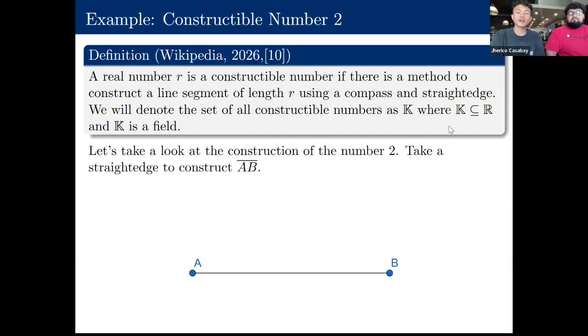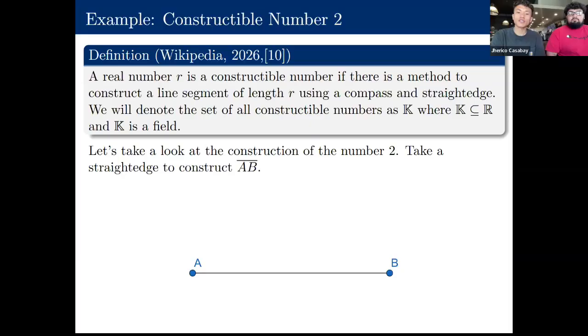To now build off of those two definitions, a constructible number is going to be a real number if there is a method to construct this number using a line segment with the tools of a compass and a straight edge. We're going to denote the set of all constructible numbers as this fancy looking K, where K is a proper subset of the set of real numbers. And we're going to say that K is a field.